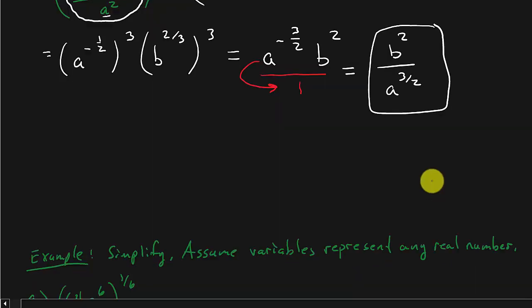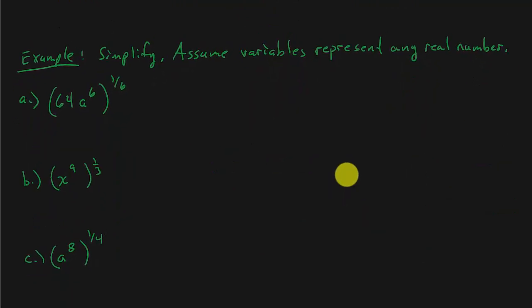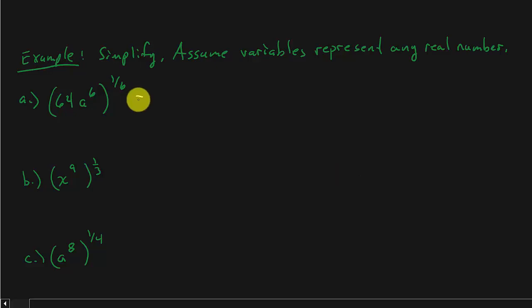All right, so let's look at the next example. It says, simplify, assume variables represent any real number. All right, so I've got 64a to the 6th raised to the 1/6. If I look at this, this is the same thing as the 6th root of 64a to the 6th.